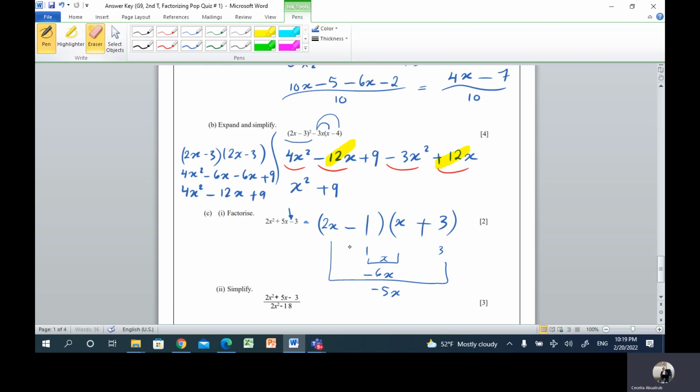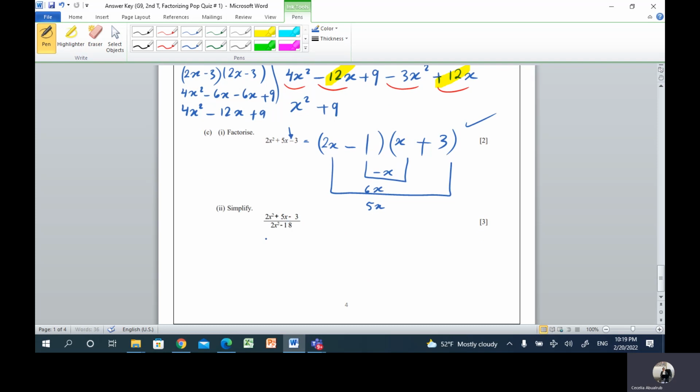Let's check one more time on the middle term. You take the first term by the last term in the second bracket, and the second term by the first term in the second bracket. So 2x times 3 is 6x, and minus 1 times x is minus x. Minus x plus 6x gives us 5x, which is the middle term, and this is the correct factorizing.